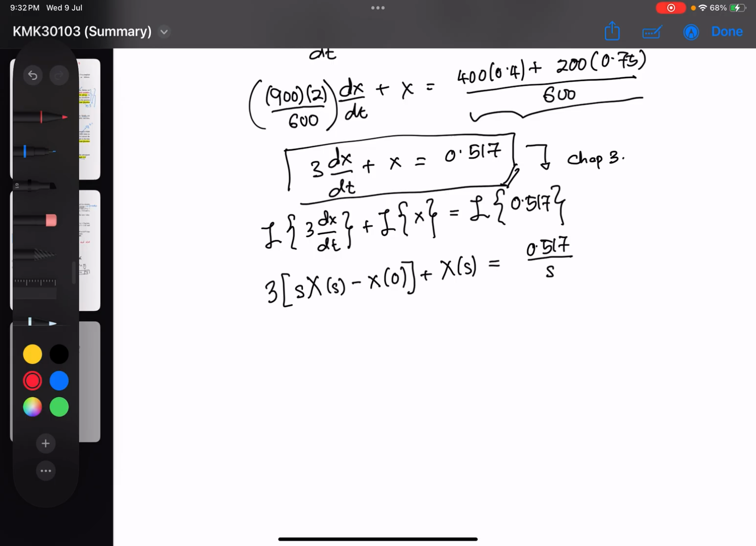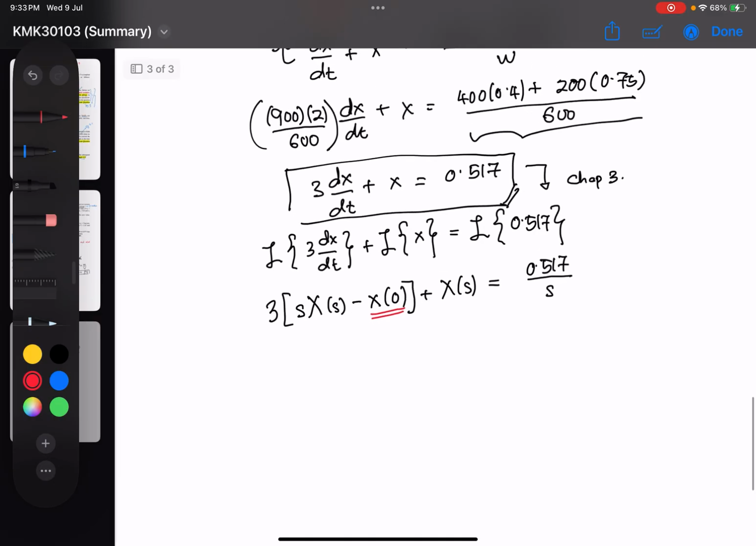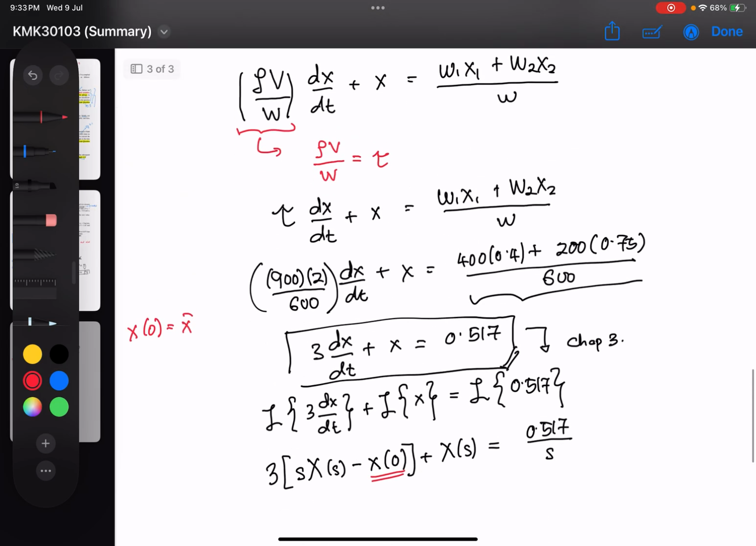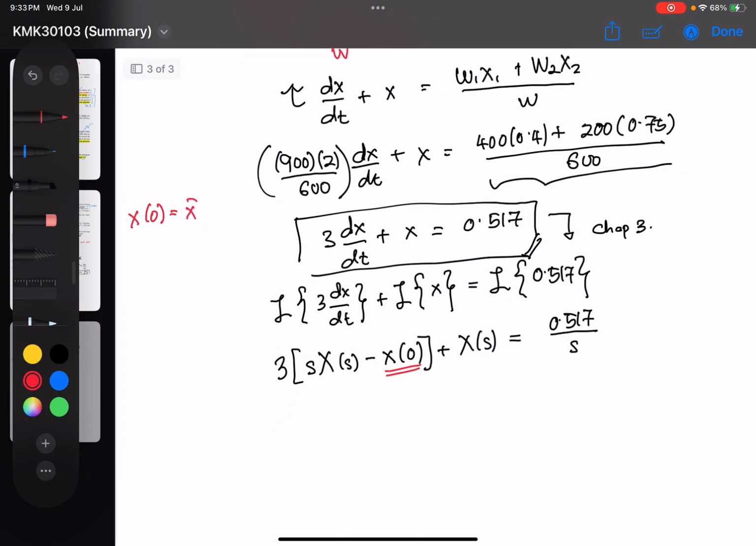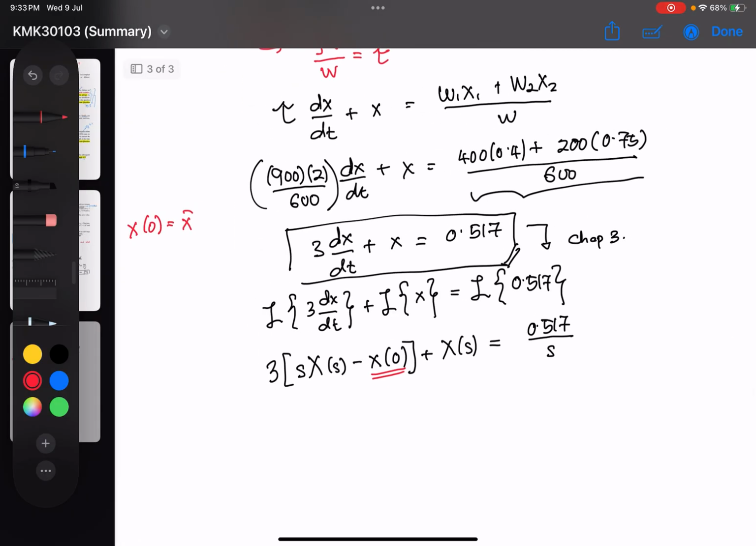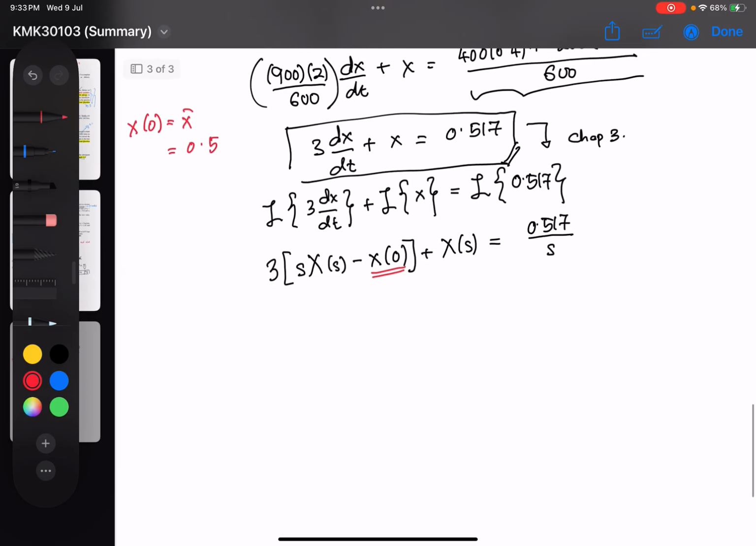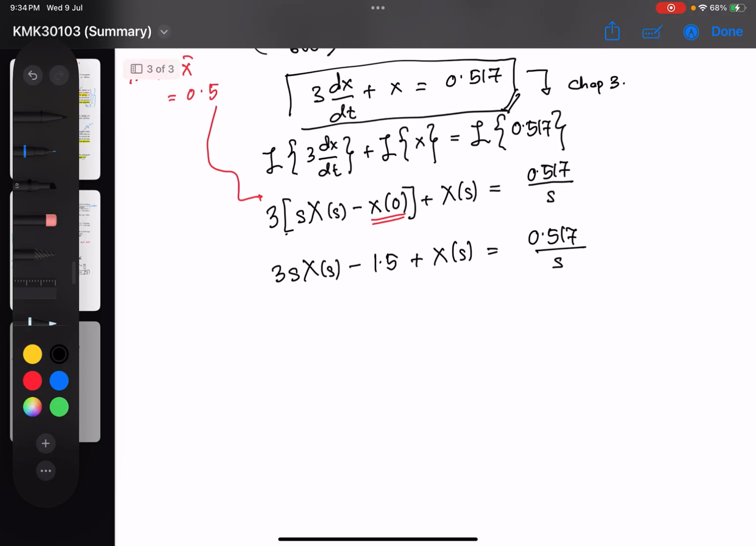And then you should notice the x0. What does it mean? Meaning that what is the composition in the beginning before we start our operation? We can say that x at 0 is actually equal to steady state, because initially for part A, it said that the process was at steady state. After you run it for, let's say, 72 hours, you found that now the W1 was changed, therefore it's no longer steady state. But in the beginning, the x0 here is actually equal to x bar, which we calculated before, which is 0.5. Therefore I can substitute into here to get 3s times x function of s minus 3 multiplied by 0.5, which is 1.5, plus x function of s equals 0.517 divided by s.